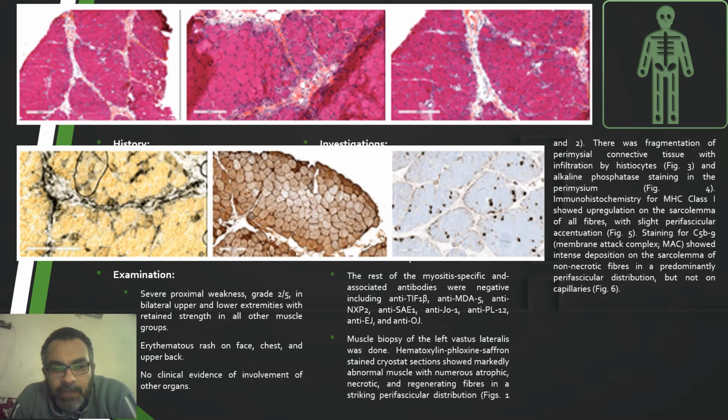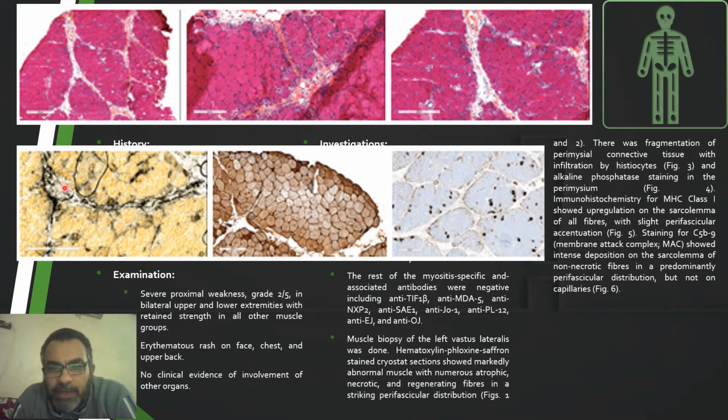Muscle biopsy of the left vastus lateralis was done. Hematoxylin and eosin stained sections show markedly abnormal muscle with numerous atrophic, necrotic, and regenerating fibers in a striking perifascicular distribution in figure 1 and figure 2. There was fragmentation of perimysial connective tissue with infiltration by histiocytes, as we see in figure 3, and alkaline phosphatase staining in the perimysium, as we see in figure 4.